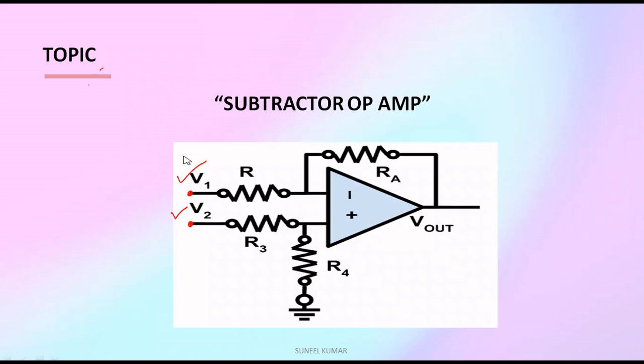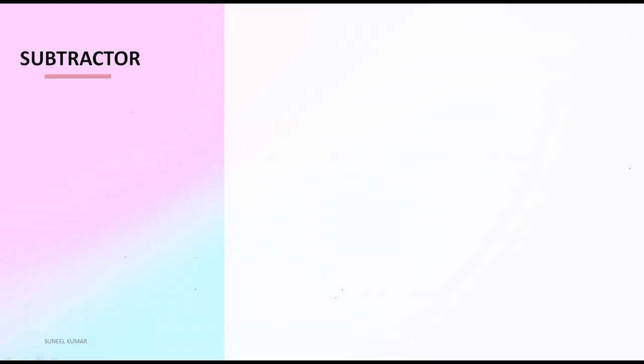So here we have V1 and V2 that are connected at inverting and non-inverting. So this is a kind of differential amplifier. So we will discuss this circuit that can work as a subtractor also.